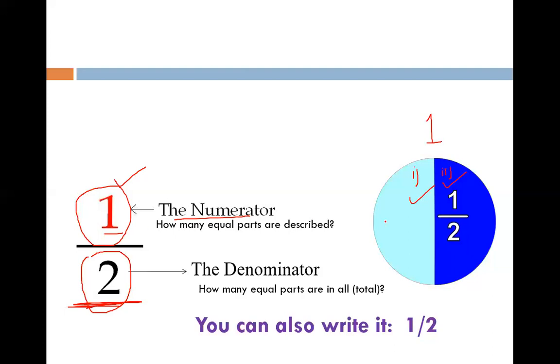So if you have shaded this dark blue color, you have to write the fraction for it. You have to write one part is shaded out of 2 equal parts. So the shaded part you always write at the top, and the total parts you write at the bottom as the denominator. That's why this figure is representing 1/2.